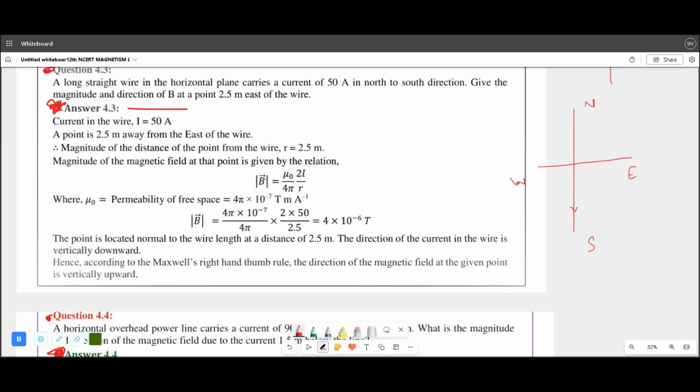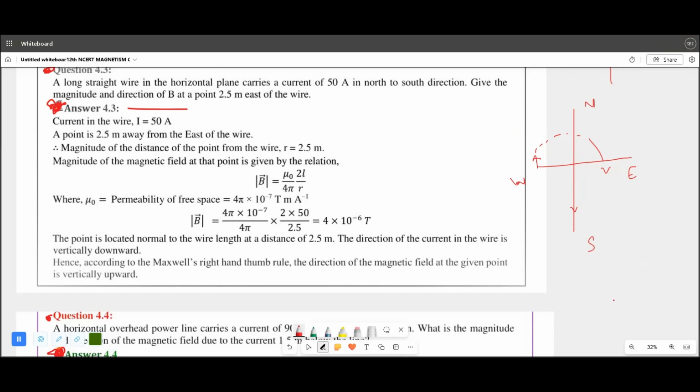Now if you see, we point our thumb towards the current, using the right hand, and then the fingers swirl around from west to east. So that is the direction of the magnetic field, right? On this side it will be inside the page, and on this side it will be outside the page. East of the wire, it will be outside the page, vertically upwards. And the formula remains the same, mu 0 by 4 pi into 2I by R. I explained the direction part before also.